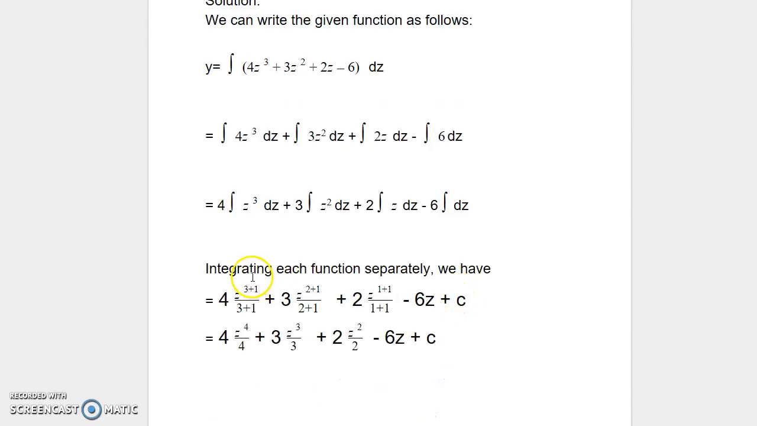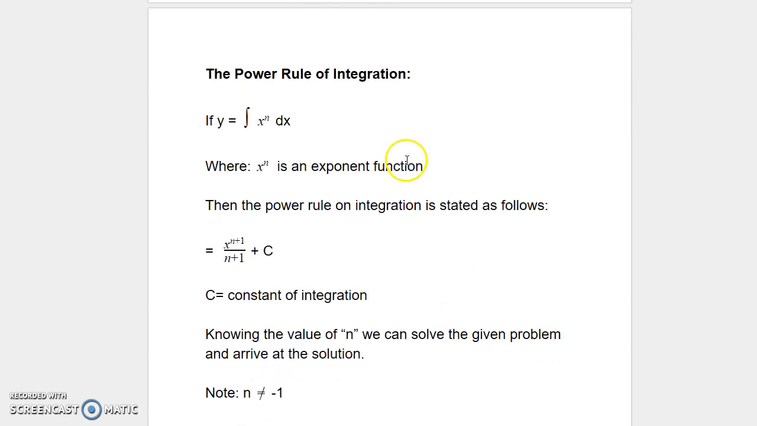So now we can apply the integration process, integrating each function separately. We can write this first term as follows: 4 times z to the power of 3 plus 1 divided by 3 plus 1. We are applying the power rule. Let me just pull up the power rule in a minute. So this is how the power rule looks. If we have y equal to the integral of x to the power of n dx, then when we apply the integration process, this is how the power rule works.